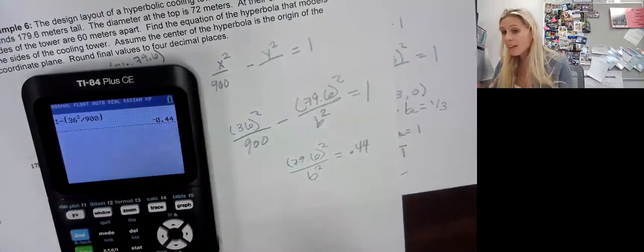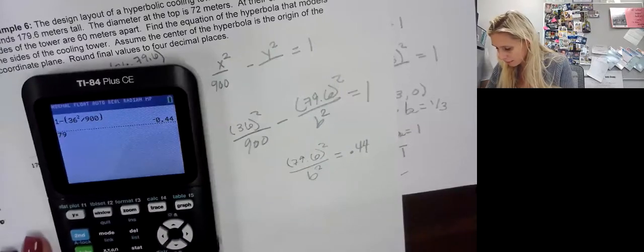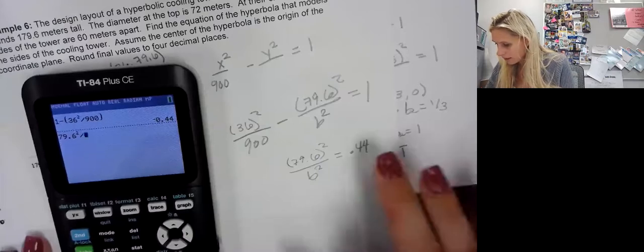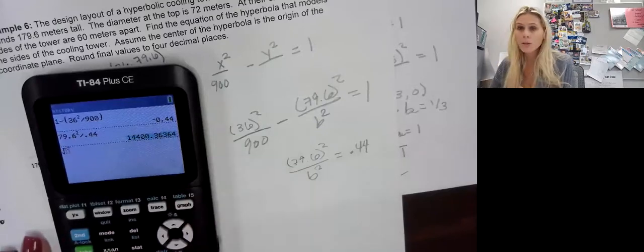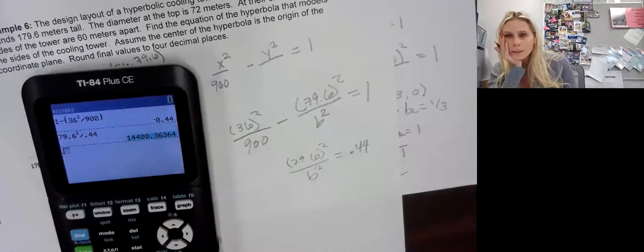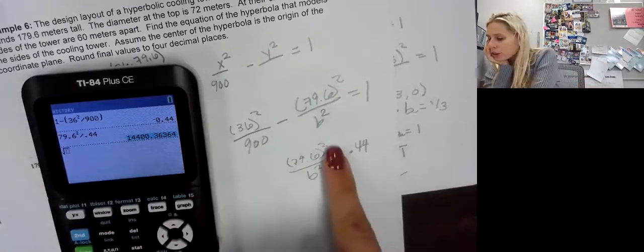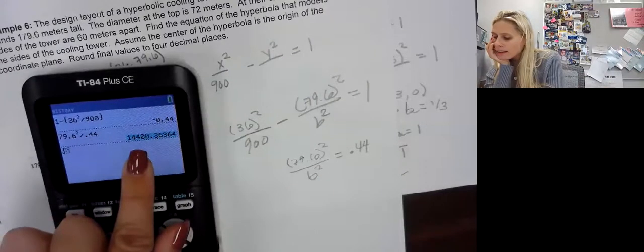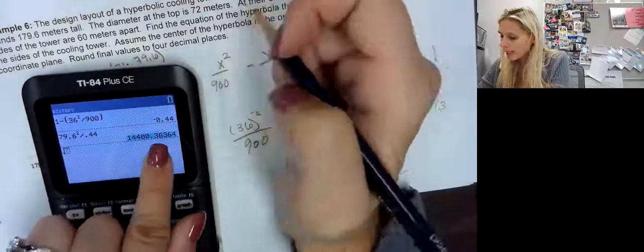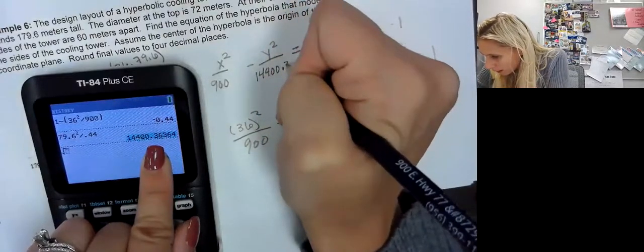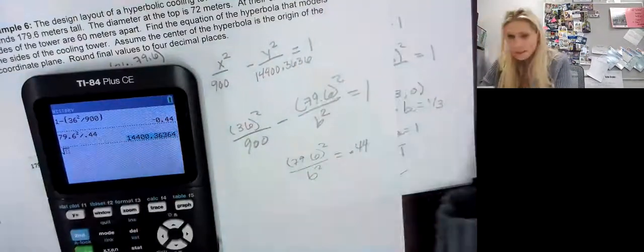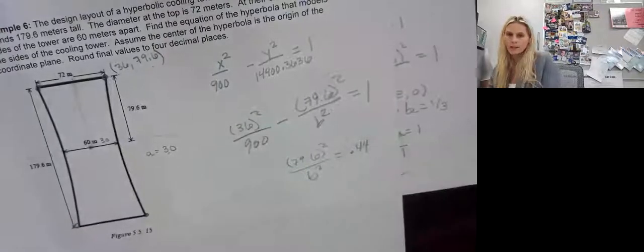So I really don't want to estimate in the middle of a problem, but in this case, we kind of have to do that. So let's do 79.6 squared divided by our 0.44. And then we're going to take a square root of this. Now here's the problem. Why do I have to take the square root? I don't. Remember, because what do we have to do? We have to fill in the b squared. So we can leave it right there and it says go out to 4 decimal places. But as you can see, this will be 14,400.3636. And we're done because the question said find the equation.